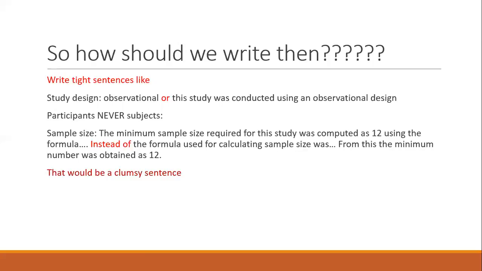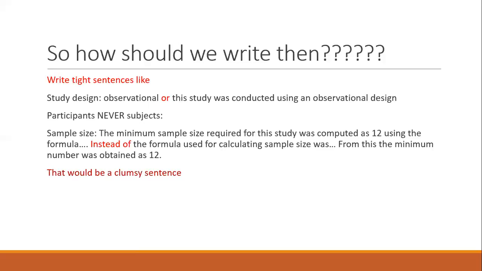Typed sentences. Study design, observational, or the study was conducted using an observational design. Participants, you don't have subjects. Subjects gives the impression that they did not have the ability to say no. So now we have participants because everybody is giving informed consent. So you must say the word participants. It's a better word than subjects. Animals would be subjects, but human beings will be participants.